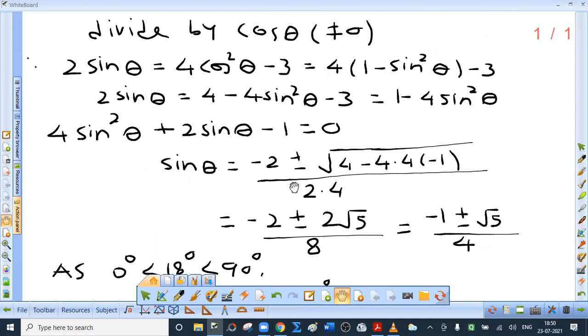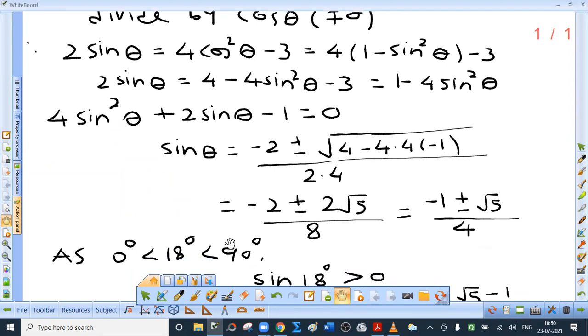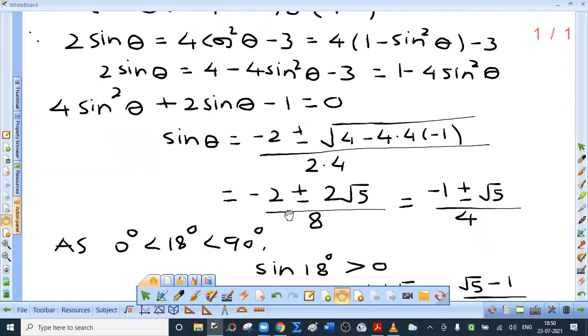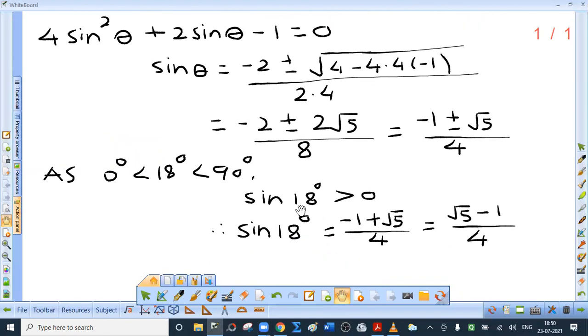So there are two roots. First is minus 1 plus root 5 upon 4, which is positive. Second, minus 1 minus root 5 by 4, which is negative. Now 18 degree lies in the first quadrant, so the sine ratio is positive. So what is sine of 18 degree? It is minus 1 plus root 5 by 4, that is root 5 minus 1 upon 4. In fact, I don't think you will be required to use this in CET, but yes, for the JEE Main exam, you have to remember this as a standard result. Sine of 18 degrees is what? Root 5 minus 1 upon 4.